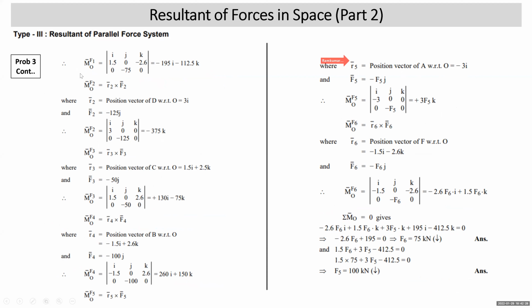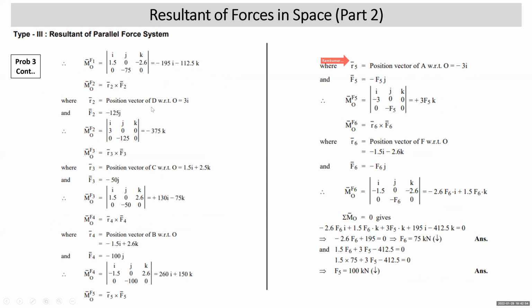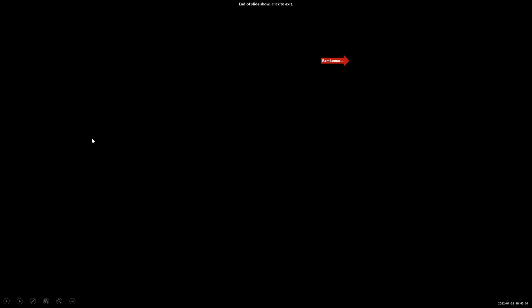Now, moment of F1 about O, using the determinant with i, j, k: this is R1 bar and this is F1. You get moment of F1 about O. Moment of F2 about O is R2 cross F2. R2 bar is the position vector of D with respect to O, and this is force F2. The coordinates of point D are 3, 0, 0, so the position vector of D with respect to O will be 3i. F2 bar is 125 kilonewton, parallel to the y-axis, so minus 125 j. You get moment of F2 about O.